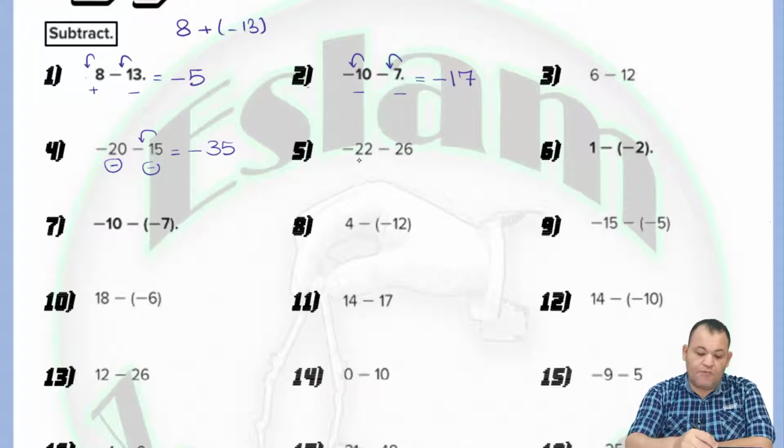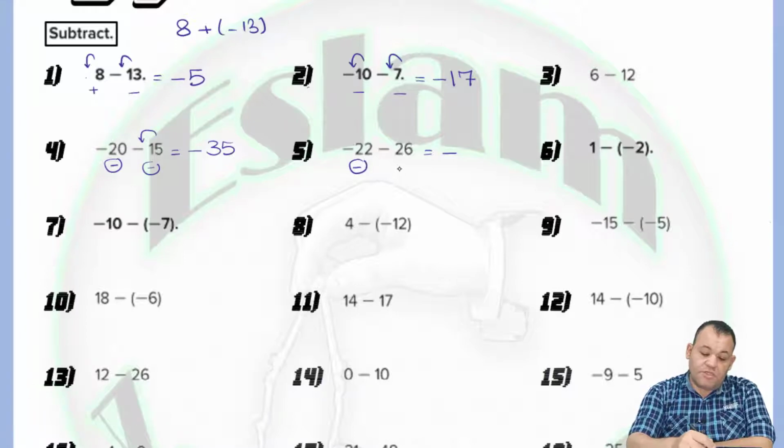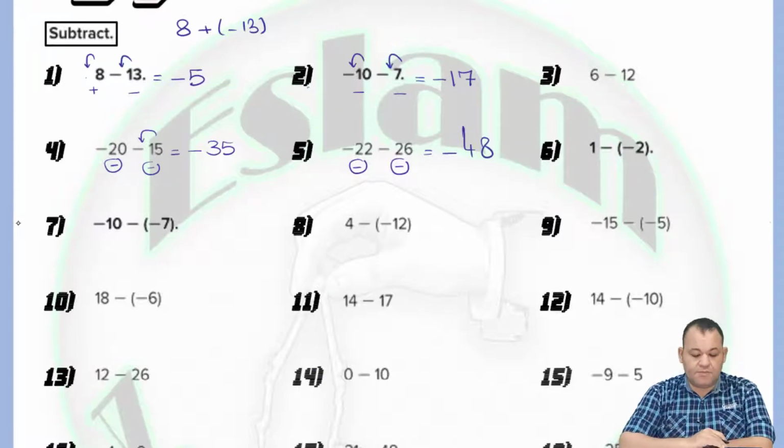In question number 5, we have negative 22 minus 26. The two numbers now are negative, so the greatest is negative, so I'll just write negative. 22 is negative. 26 is negative. The two numbers have the same sign, so I will add them. By adding the two numbers, you will find that the answer equals 48.